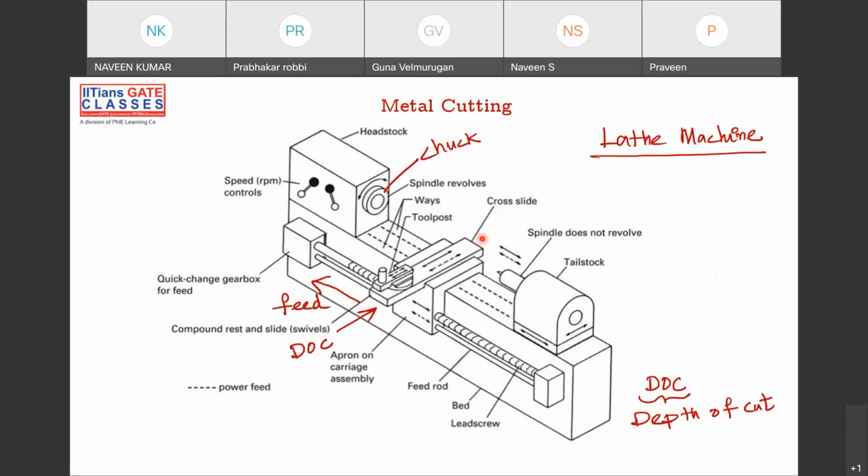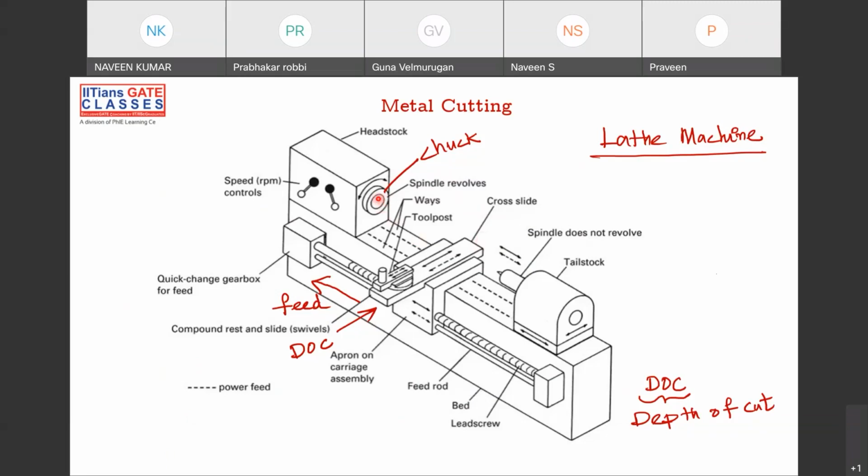4 jaw chucks are independent motions. Like one jaw, 2 jaw, 3 jaw, 4th jaw, all are independent to each other. You can move whatever you want, which jaw in which direction you want. But 3 jaw is simultaneous movement. Like the 3 jaws are linked to each other. They are not independent to each other.